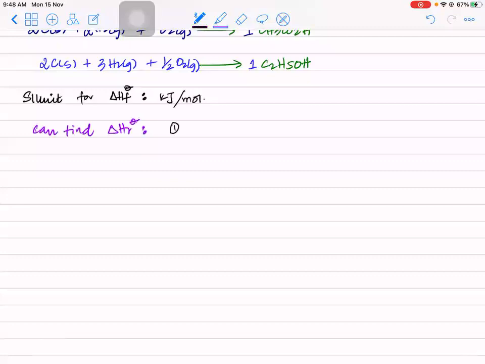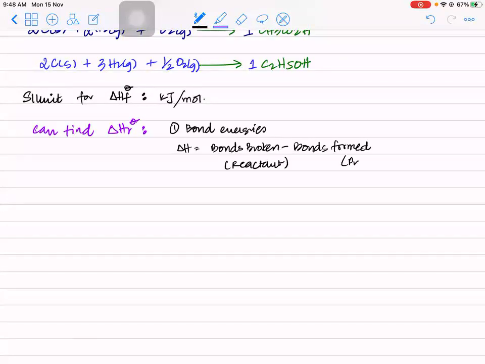One, which you've already done, bond energies. And how do we use bond energies? Delta H is equals to bonds broken minus bonds formed. And bonds broken were always of the reactant. Bonds formed were always of the product. This is already covered in bonding.